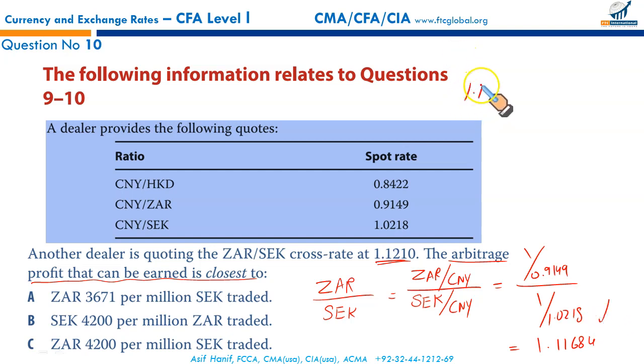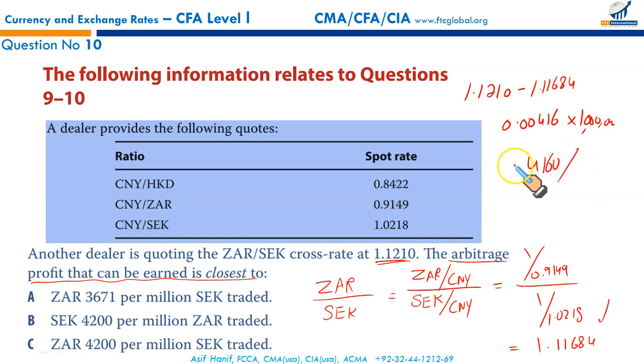So the differential is 1.1210 less 1.11684. So this would give you the difference of 0.00416. Right. So per million, multiply this with 1 million. What you get is 4160 South African rand per 1 million of Swedish krona. Right. So it's approximately 4200 South African rand per 1 million of Swedish krona. So that makes C the correct option.